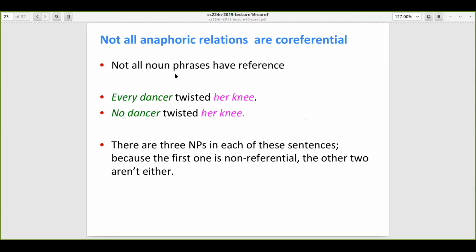But does that mean all anaphoric relations are coreferential? Not always. We have an example here: every dancer twisted her knee, no dancer twisted her knee. Though we have these mentions here, they're not really coreferent to each other. Just because we have an anaphora doesn't mean that it always corefers to some antecedent.